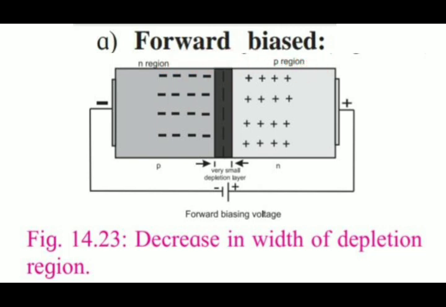In forward bias, the width of the depletion region decreases and the p-n junction offers a low resistance path. If the resistance is low, the flow of current will be more. So as the width of the depletion region decreases and the p-n junction offers a low resistance path, a high current flows across the junction. See, this is the very small depletion region layer, so high current can flow across the junction.